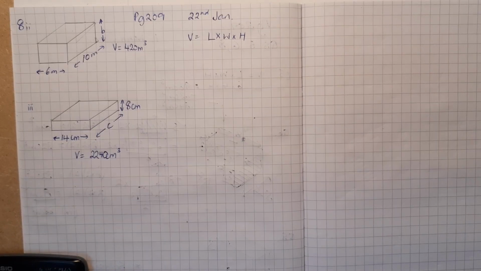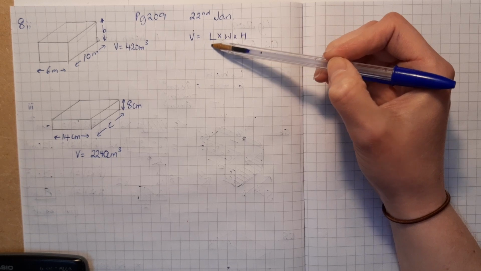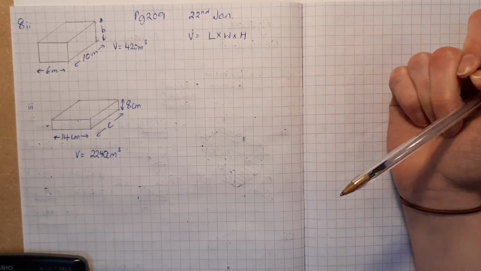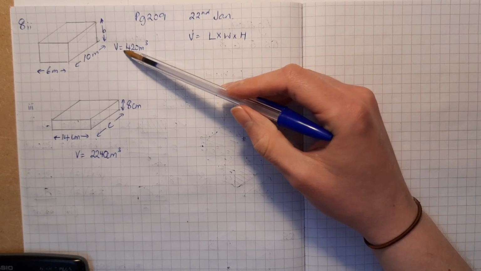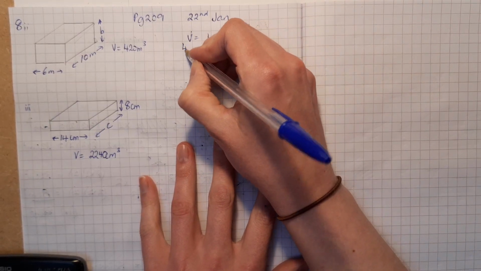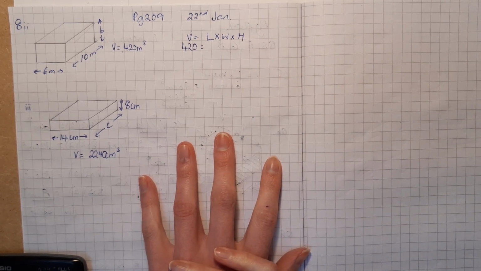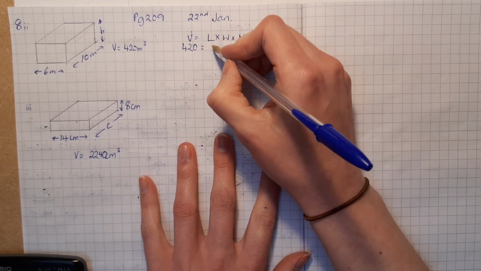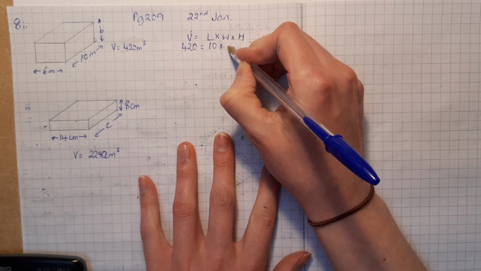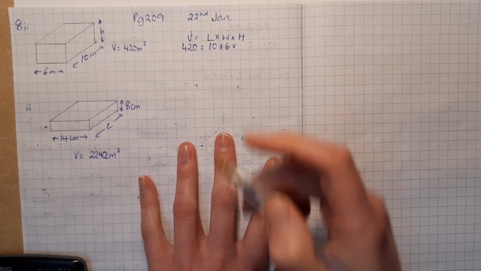We saw in class today that it's always best to write the numbers directly underneath the values that you have, if you have them. So the volume we actually have been given in this question was 420 meters cubed. So just write it directly underneath, 420. The length of this is 10, the width of it is 6, and the height of it is what we're looking for, and it's the letter B.